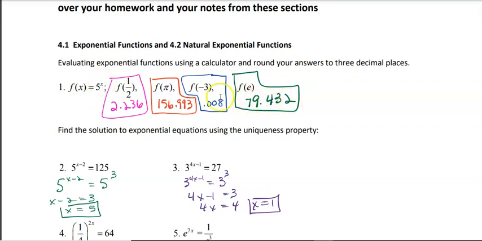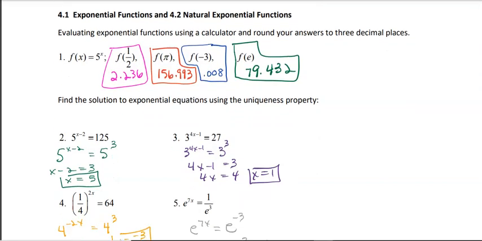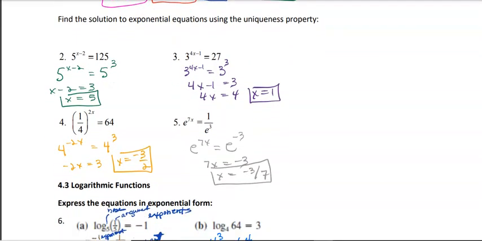So this is rounded to 3 decimal places. And I didn't do it in my head. I set the calculator to the mode of 3 to do it. Okay, so then the next problems, 2, 3, 4, and 5, are all based on the uniqueness property.